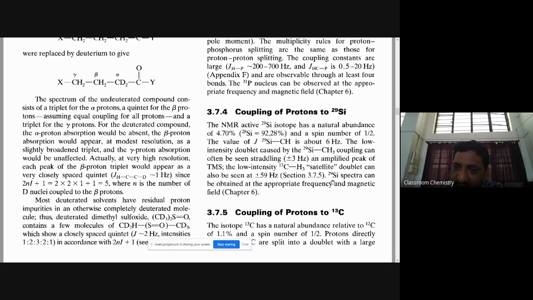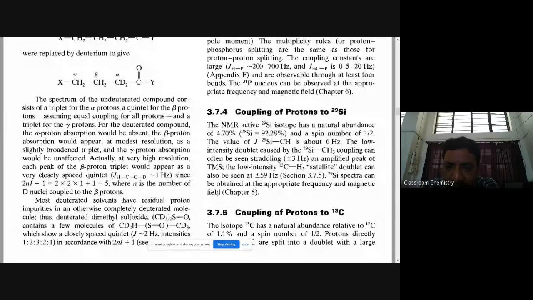Okay, and silicon 29 spectra can be obtained at the appropriate frequency and magnetic field. So all of you write this one. The phosphorus 31 nucleus can be observed at appropriate frequency and magnetic field. Likewise, the silicon 29 spectra can be obtained at appropriate frequency and magnetic field. Okay, all of you understand this one?